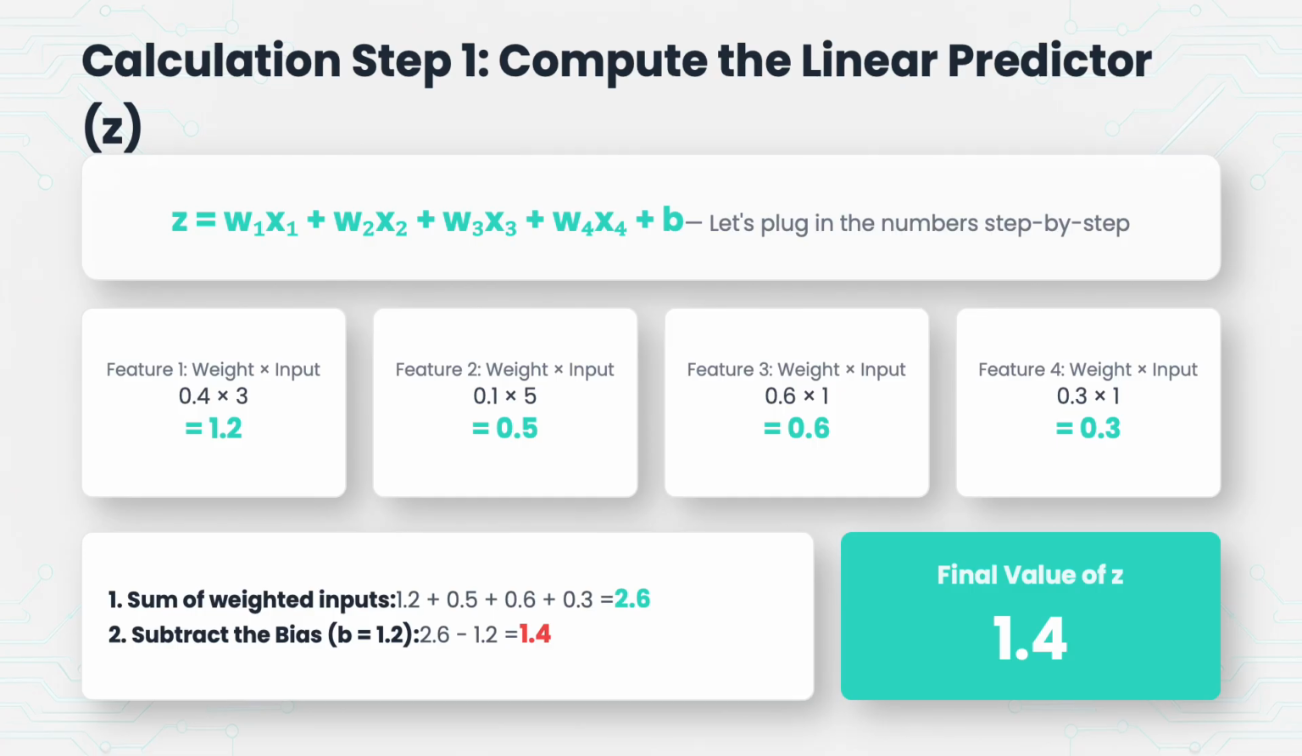Step 1 is to calculate the linear predictor z. We simply plug in the numbers. 0.4 times 3 is 1.2, 0.1 times 5 is 0.5, and so on. Adding them all up gives us 2.6. We then subtract the bias of 1.2, which gives us a final z-score of 1.4. This positive score suggests a good chance of success.